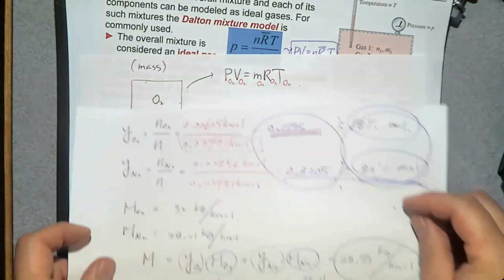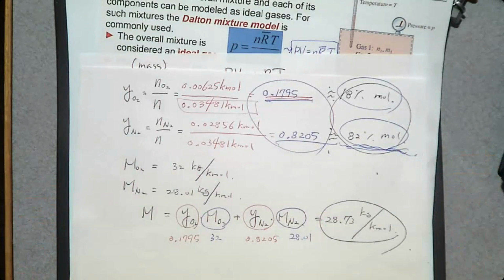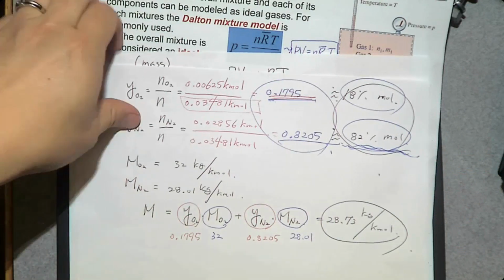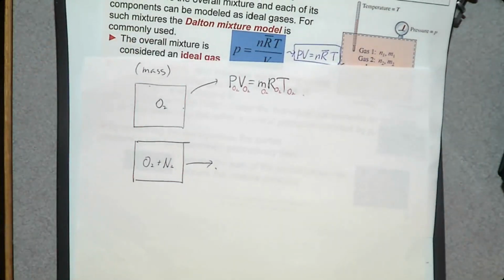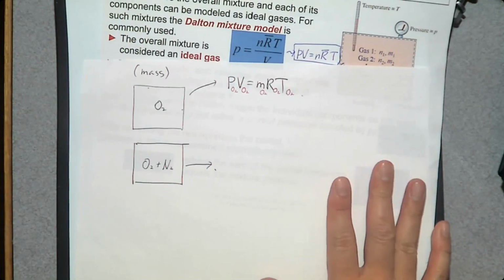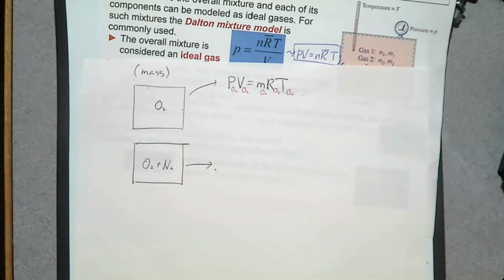We even calculated that from the previous analysis. We calculated the mole fraction of oxygen and the mole fraction of nitrogen; they are not the same. So we know the number of moles of oxygen and the number of moles of nitrogen, they are not the same. The mass of oxygen and the mass of nitrogen are not the same. What about the gas constant? Should we use the gas constant of oxygen or the gas constant of nitrogen?